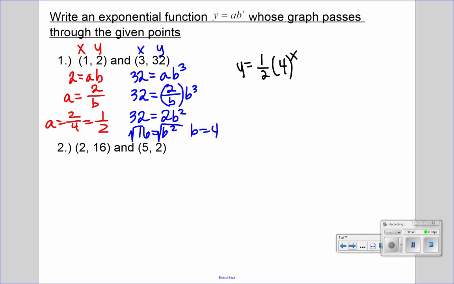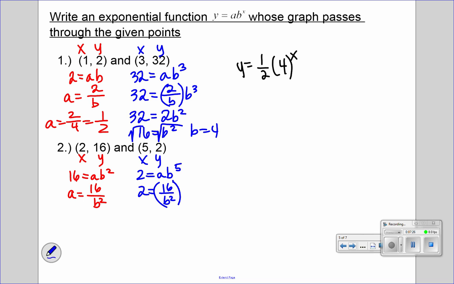All right, let's do our last example for this. We're going to label and plug in. So we have 16 equals ab squared. And then 2 equals ab to the 5th. We're going to solve for a, which is 16 over b squared. We're going to plug that in. So this is going to be 2 equals 16 over b squared times b to the 5th.